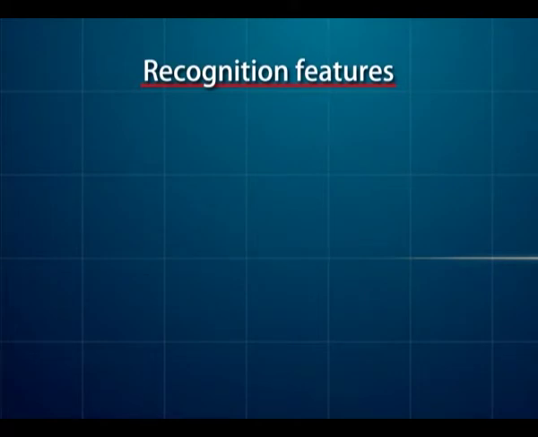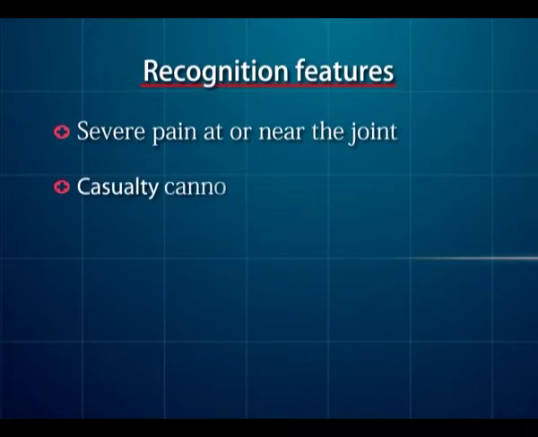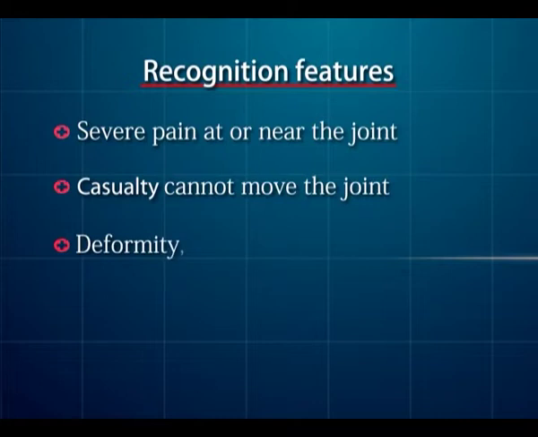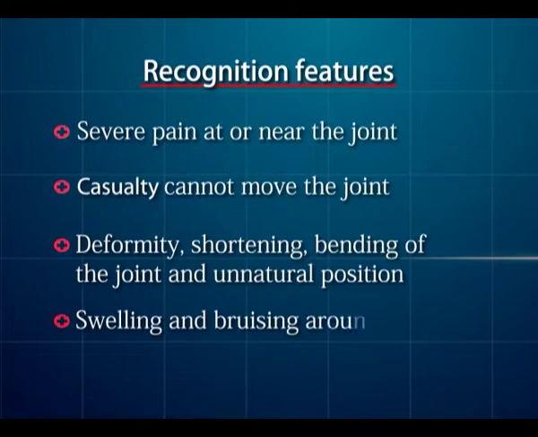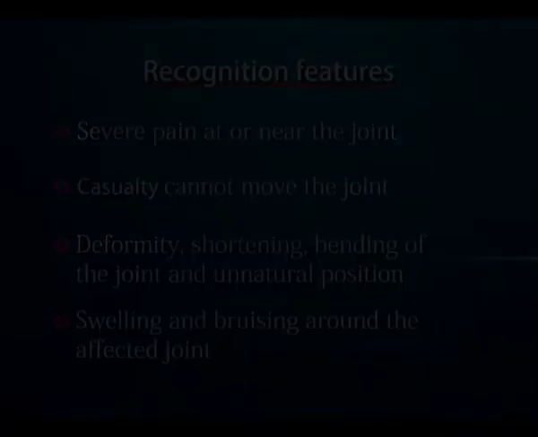Recognition features: severe pain at or near the joint, and the casualty cannot move the joint. We also see a deformity, shortening, or bending of the joint, an unnatural position. There will also be swelling and bruising around the affected joint.